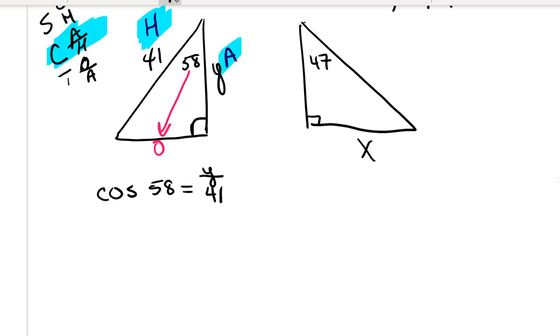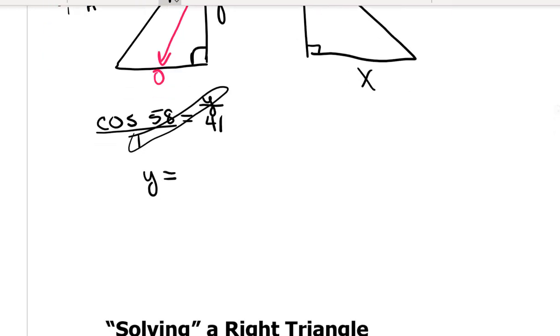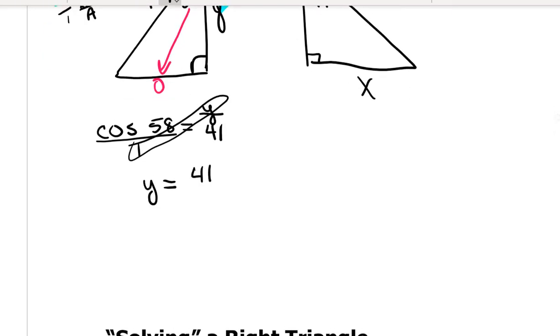To solve this, you're going to cross multiply. You can also think about it as a ratio, and if you cross multiply 1 times y, you just get y. So you get y equals, and then the 41, be sure you put that in front of the trig function. So 41 times the cosine of 58.